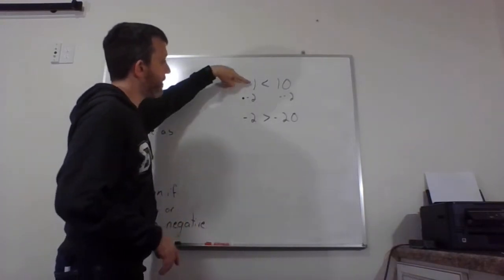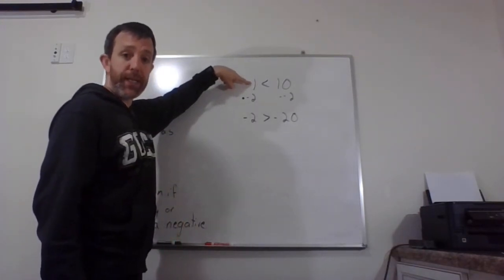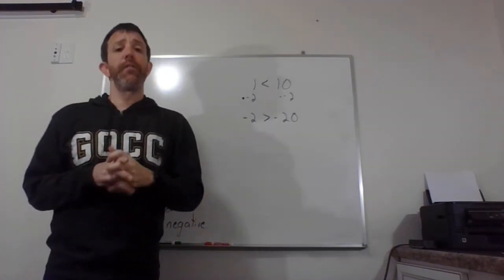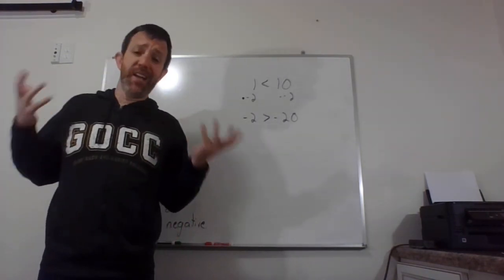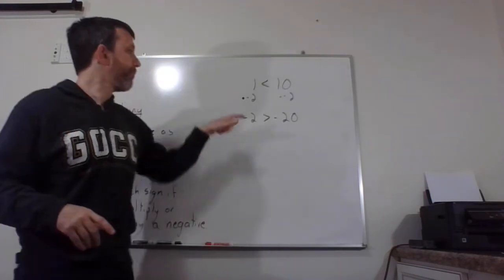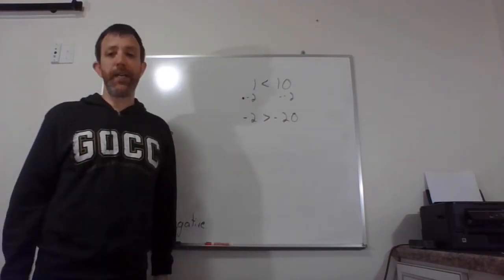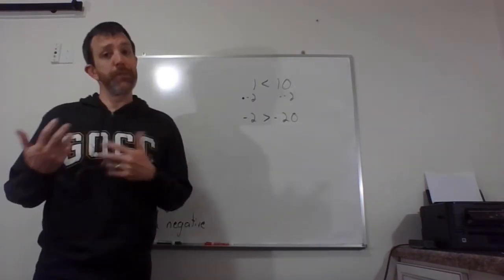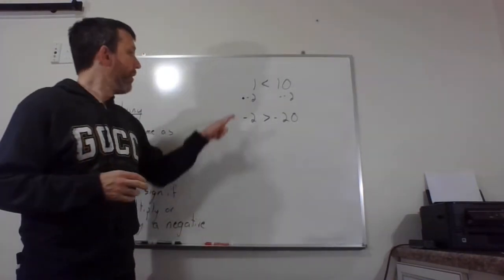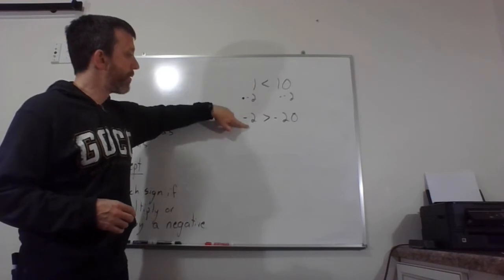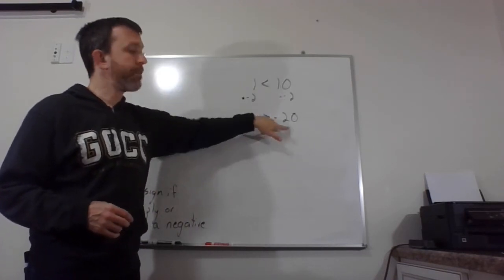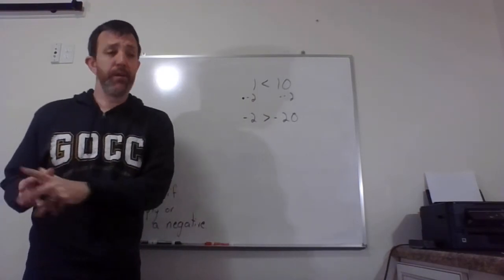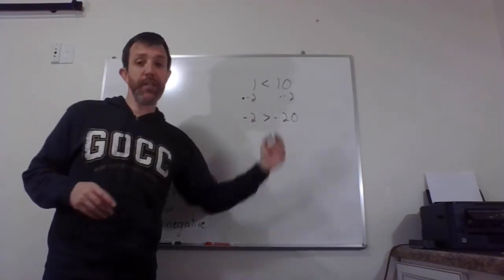So here you can see I have the statement that 1 is less than 10. I don't think I'm going to get any argument out of anybody on that one, right? If you have $1, that's not as awesome as if you have $10. Well, let's multiply both sides by -2, right? Because the claim is that the sign has to switch if we multiply or divide by a negative number. Well, 1 times -2 is -2, and 10 times -2 is -20. Now it's backwards. -2 is bigger than -20.